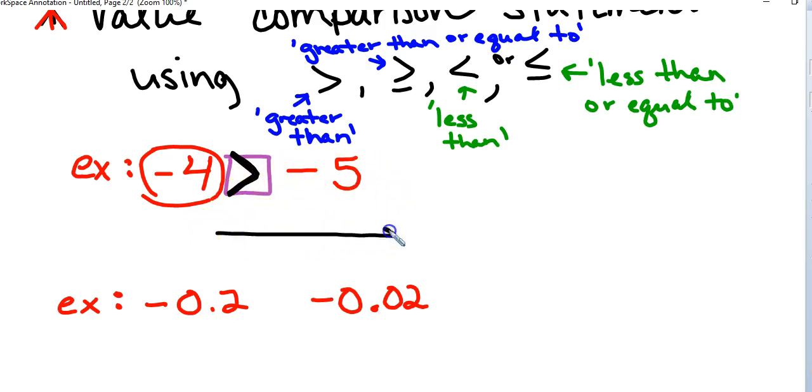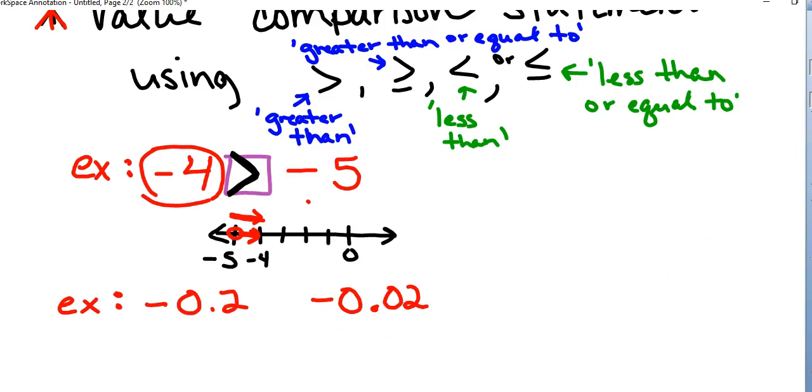And we can verify that on the number line. Here would be our 0, -1, -2, -3, -4, -5. Okay, so here's -4 and here's -5. Well, this -4 here is greater than -5, because when we're starting at -5, we have to go in the positive direction to get to -4, to increase. So that means that -4 is greater than -5. Okay? Let's go to the next one.